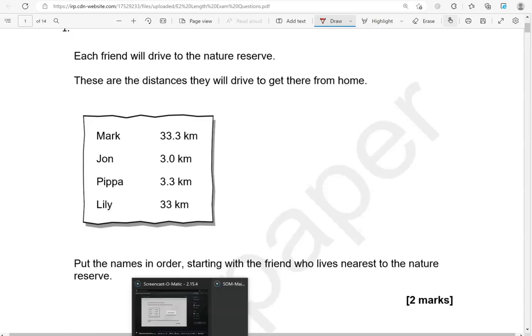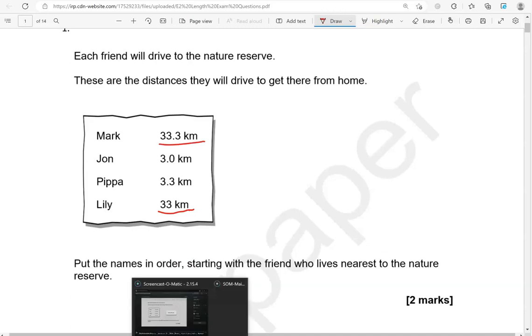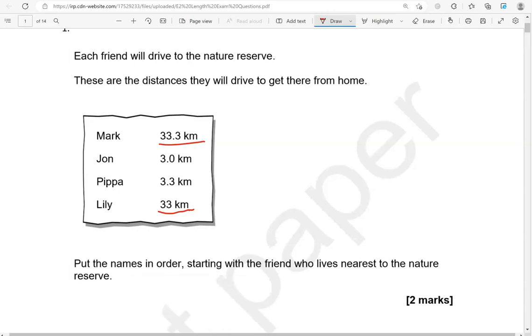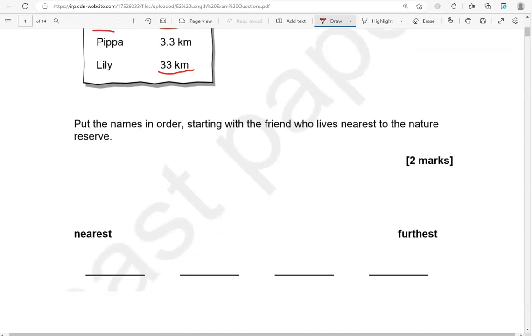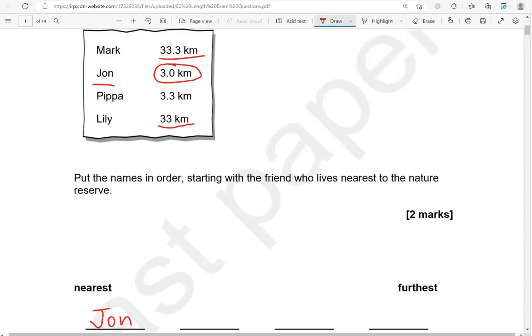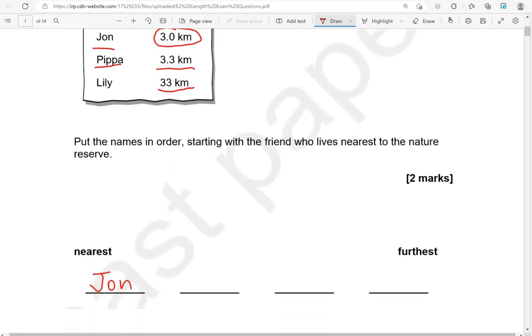So 33.3, that is greater than 33. But we have 3.0, so 3 is much smaller than 33, and we have 3.3. So the smallest of them all is 3.0 kilometers, which is the same as 3 kilometers. So that is John. After John, that is Pippa with 3.3 kilometers, because that is definitely smaller than 33.